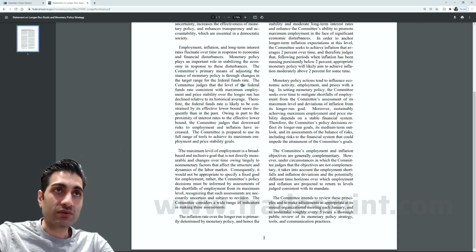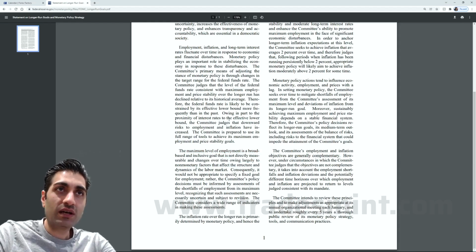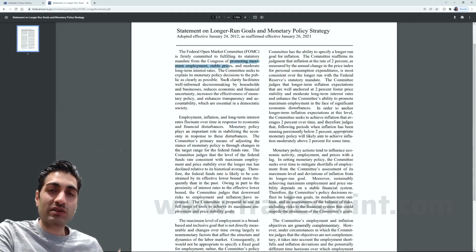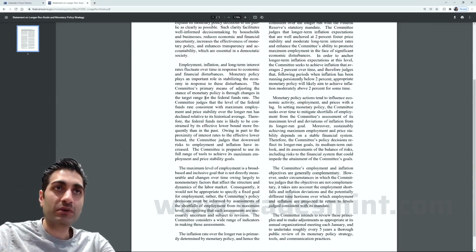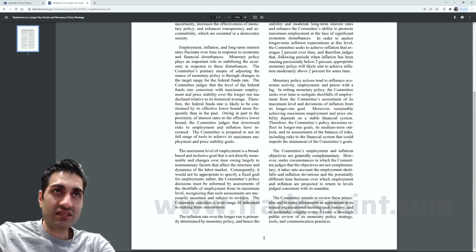The other thing is employment. So can you see here the maximum level of employment? They are targeted with achieving this. The committee is prepared to use its full range of tools to achieve its maximum employment and price stability goals, right? So let's just remind ourselves. Their mandate is promoting maximum employment, right? Do you remember we talked about this at the start of this section, where I talked about promoting maximum employment, or as low unemployment as possible? And do you remember I said the Fed doesn't really define that. Here's how they define it, okay?